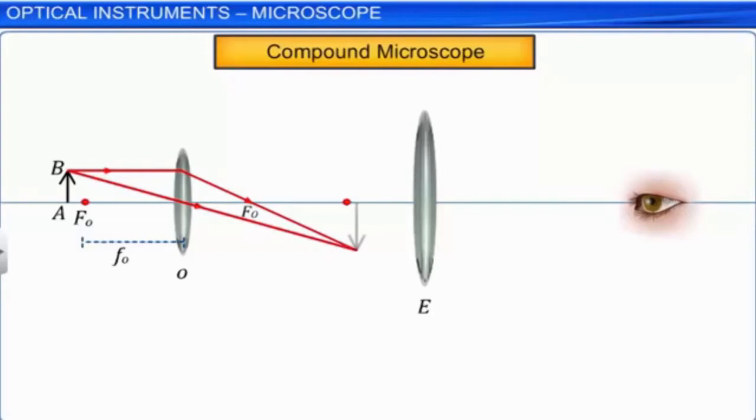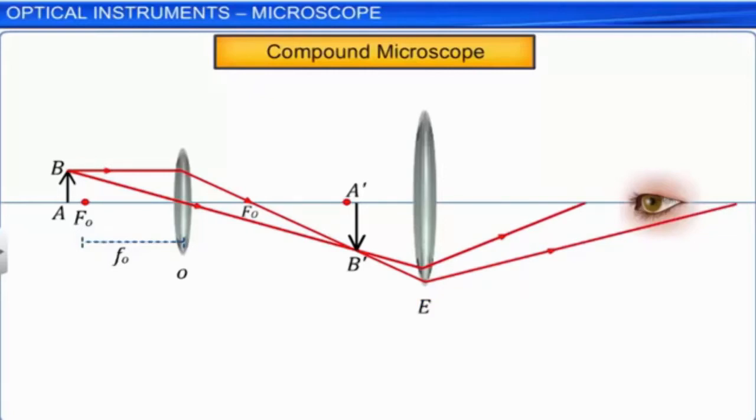This image A'B' acts as the object for the eyepiece. If the position of the eyepiece E is so adjusted that A'B' lies between the optical center and the first principal focus, then a virtual and magnified final image A''B'' is formed.